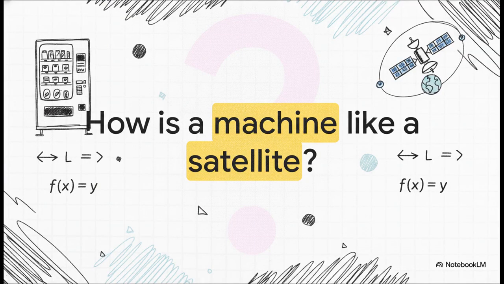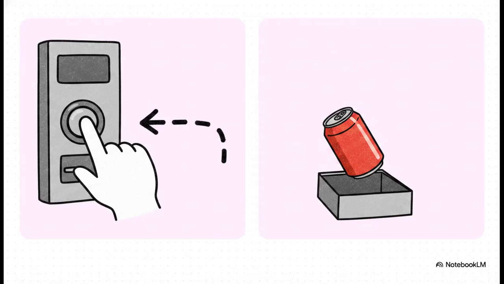How in the world is an everyday, ordinary vending machine sitting in an office break room identical to a billion-dollar satellite orbiting the Earth? I know, it sounds totally absurd, right? But mathematically speaking, they actually operate on the exact same underlying logic. To see why, let's use that vending machine as our foundational model to really ground this idea.